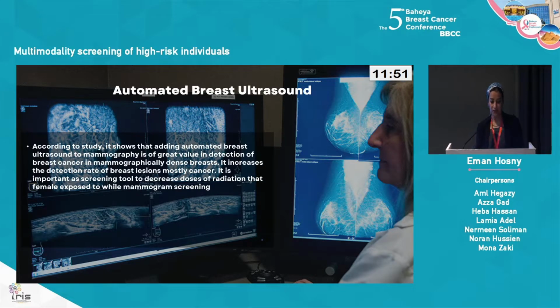Automated breast ultrasound: according to a study, adding automated breast ultrasound to mammography is of great value in detecting breast cancer in mammographically dense breasts, increasing the detection rate of most cancers.